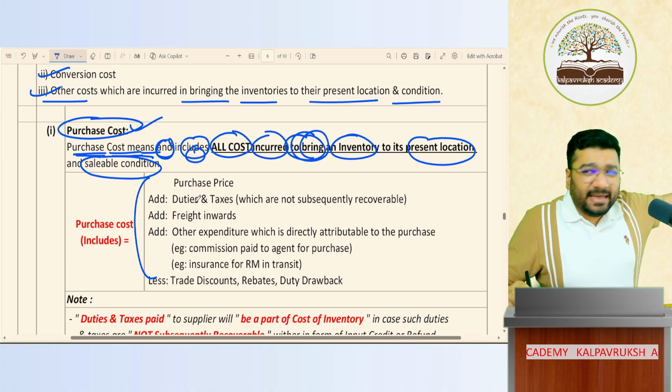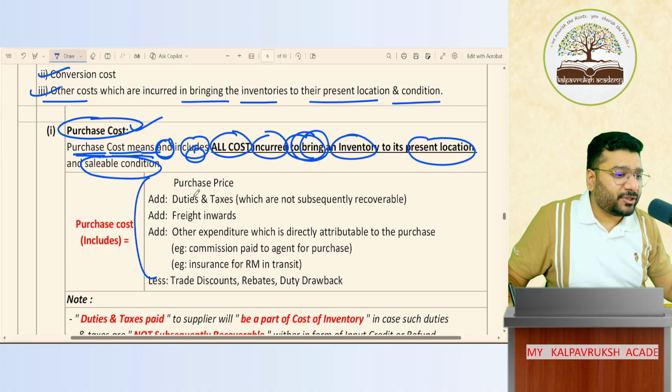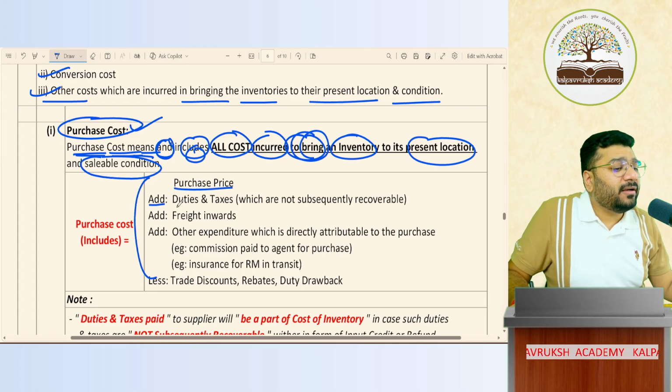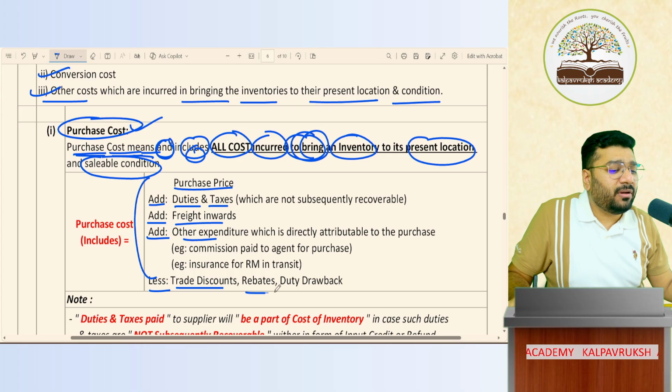I'll explain. I'm just reading as of now. Once this is over, I'll give an explanation. First is purchase price. With that, you're supposed to add duties and taxes. Add freight inward. Add other expenditure. Less trade discount, rebate, and duty drawback.